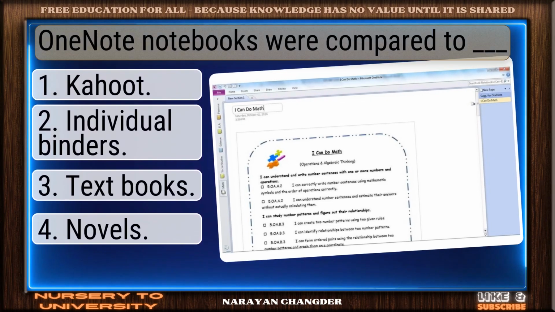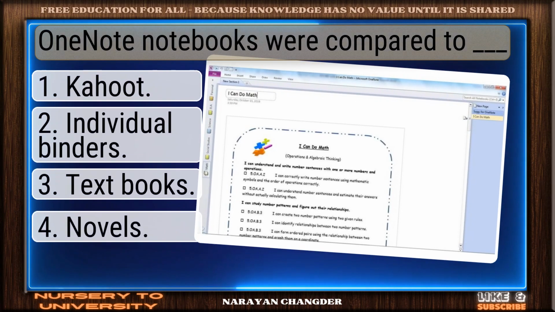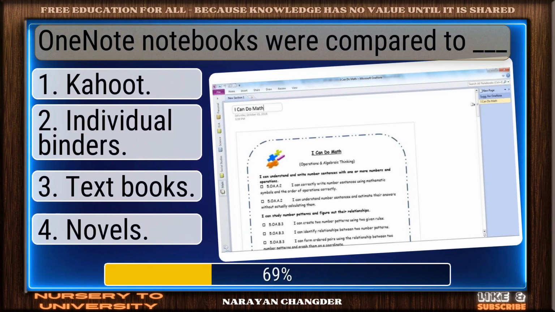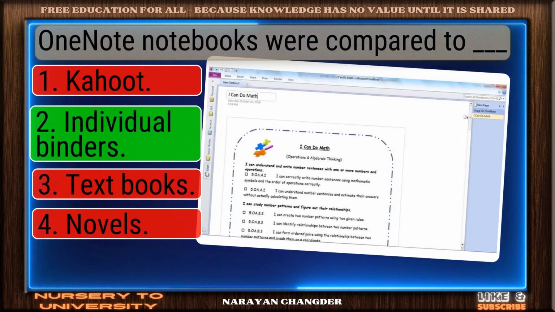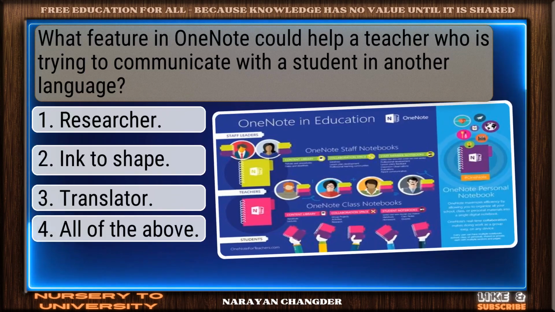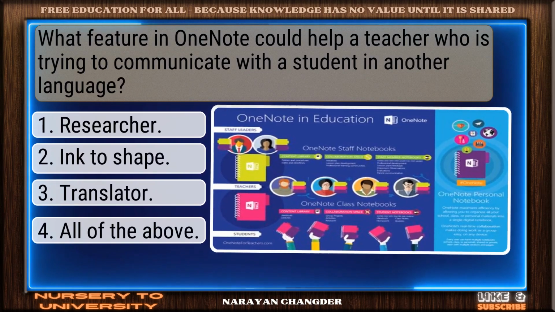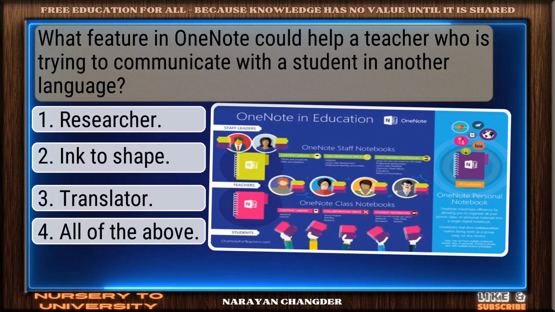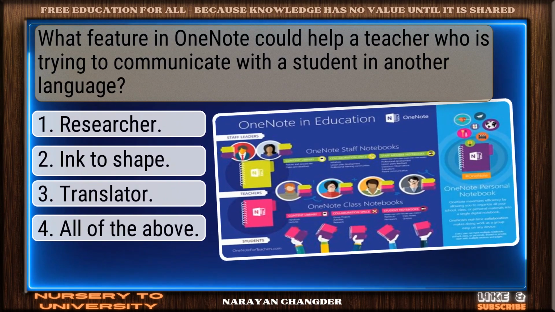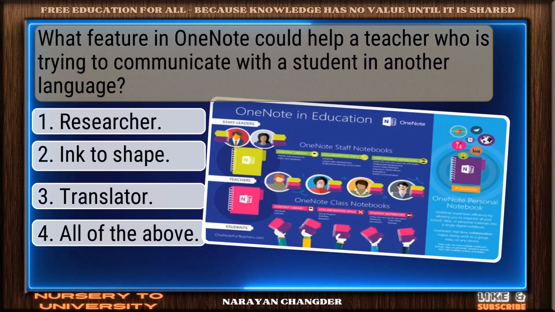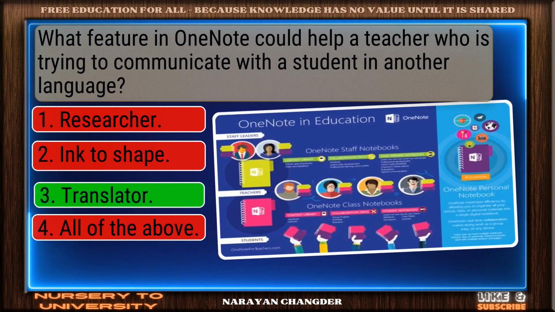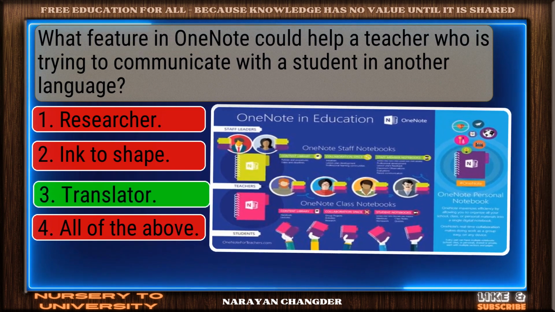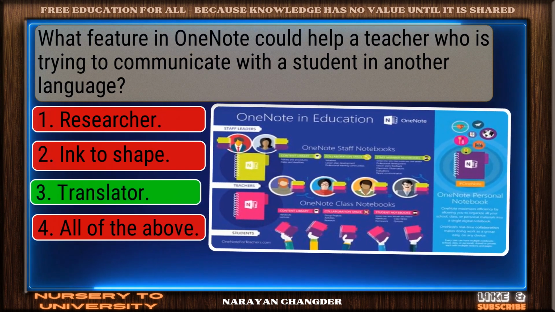Question number 7. OneNote notebooks were compared to dash. Strong choice. Individual binders is the right answer. Question number 8. What feature in OneNote could help a teacher who is trying to communicate with a student in another language? Correct response. Translator is the most accurate answer.